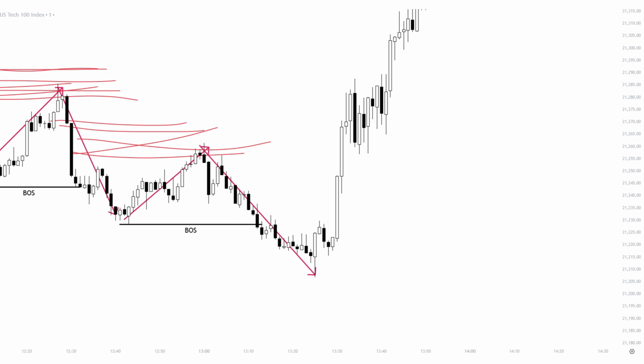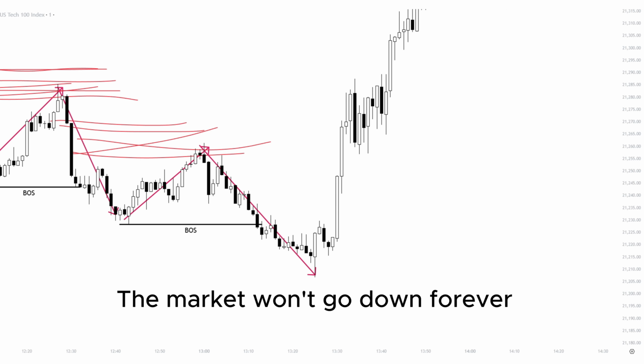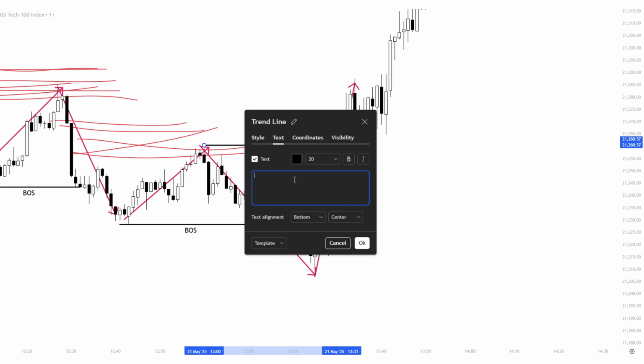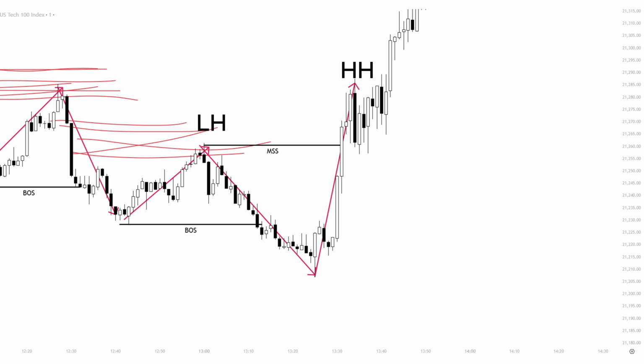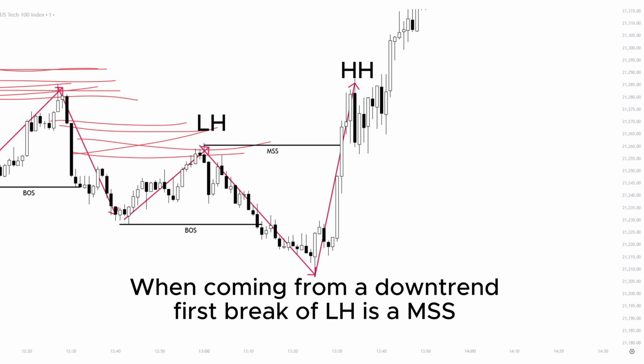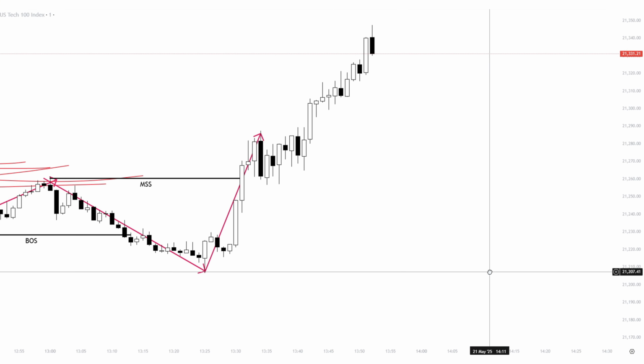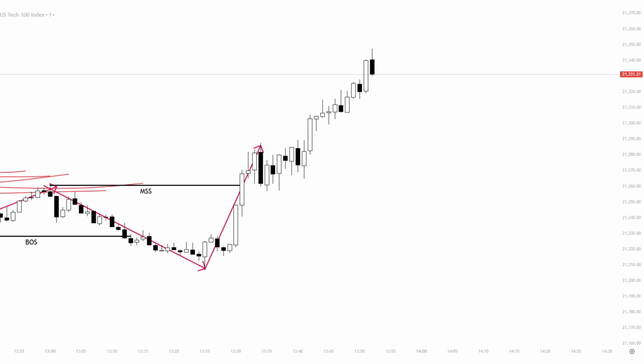But now here we're seeing something interesting. Because the market can't just go down forever, at some point it will break above the past highs. In this case, a break above the past lower high, which forms a new higher high. And when we're coming from a downtrend, a break of the past high into a higher high is the bullish market structure shift. It's basically the same story, but just reversed to the other side. The market structure shift, reversing the trend from a downtrend into an uptrend.